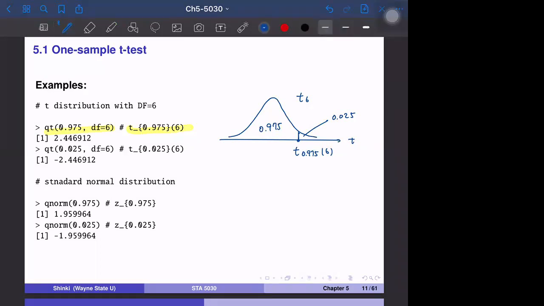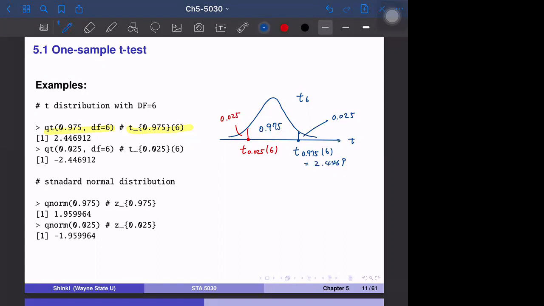Remember that this was 2.4469 in the previous video. And we can see the same thing for 0.025. Think about this as the 0.025 area, then this is t sub 0.025 of 6. So we can use this for testing. These are exactly the thresholds for the t-test for df 6, two-sided, at the 5% significance level. Okay, but anyway, we define this, and for the normal distribution, we can do the same thing.